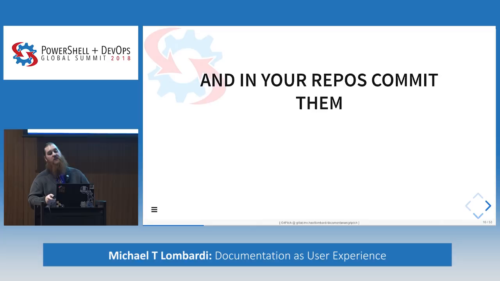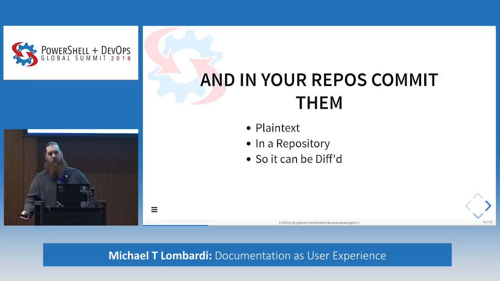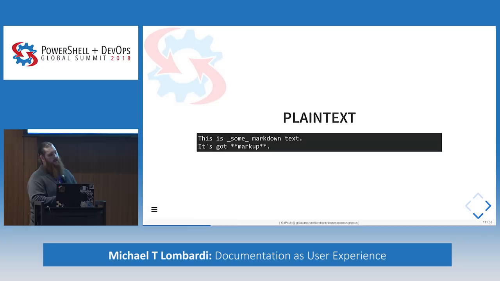Why in your repos, I hear you asking so loudly in this room? Well, they should be in plain text, in a repository, so it can be diffed. You can get a differential on what the text is over time, and you can see the history. We're going to take a brief aside here to talk about how super important keeping your stuff in source control is. This is Markdown.